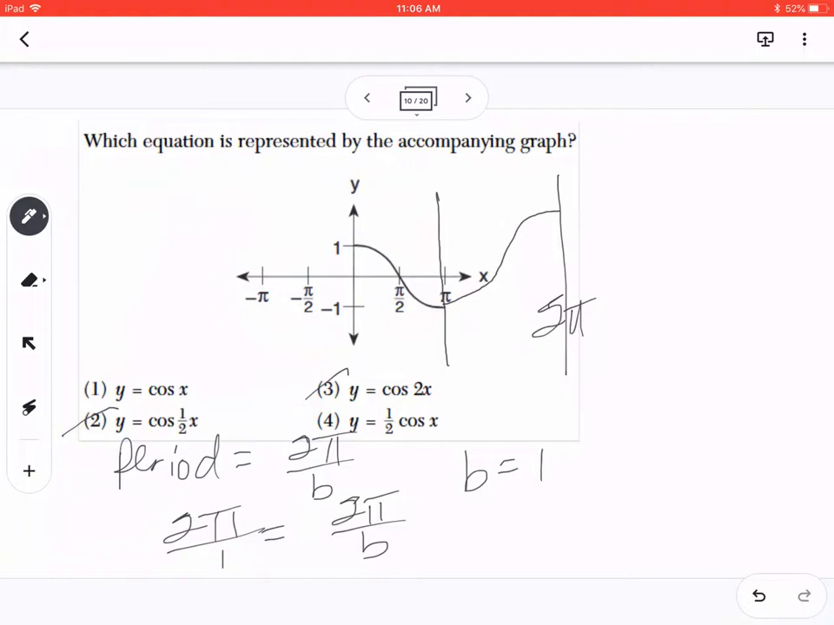Now we're down to choice 1 and 4. And we're really going to be using the amplitude to make our answer choice. In choice 1, the amplitude is 1 because that's the number in front of cosine. In choice 4, the amplitude is 1/2. And if we look at the maximum height of this function, it's 1, making our amplitude 1. So choice 1 would be the answer that we would choose here.